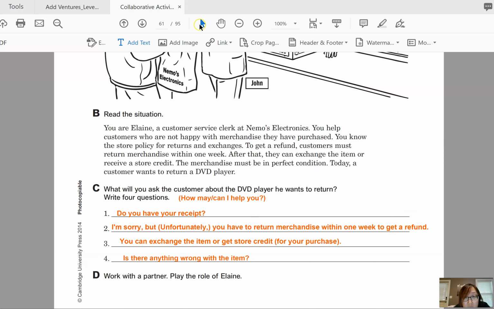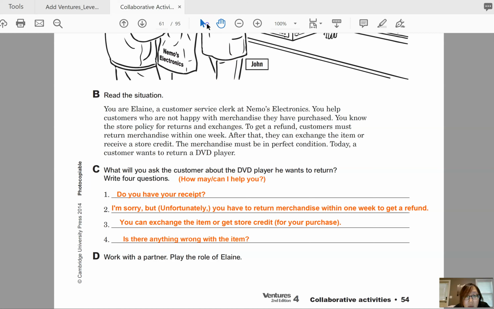So let me see if I can move this question actually. It's not letting me. So anyway, as I mentioned, this question, you can put it here above "do you have your receipt," right here. Okay. But that is the end of our lesson, actually.